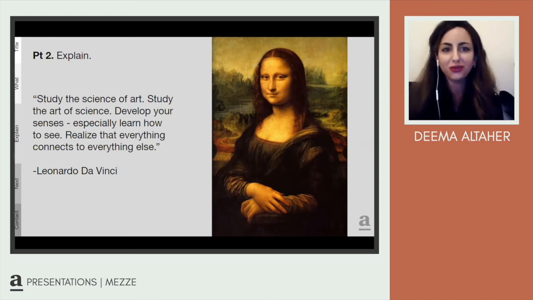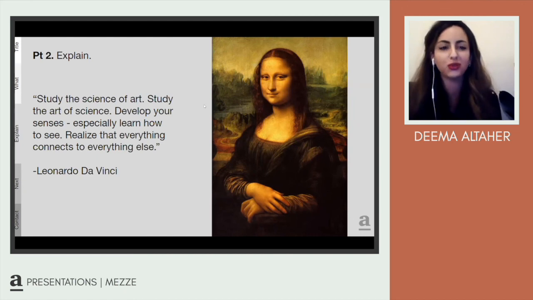And he also says to develop your senses, especially learning how to see, which I thought was also a really interesting connection to Ibn al-Haytham's work on optics and how the eye can see. And then Da Vinci says that you should realize that everything connects to everything else. And I find this quote to be really true.